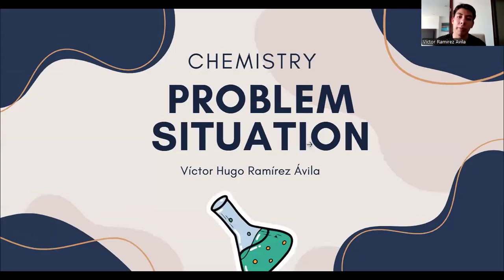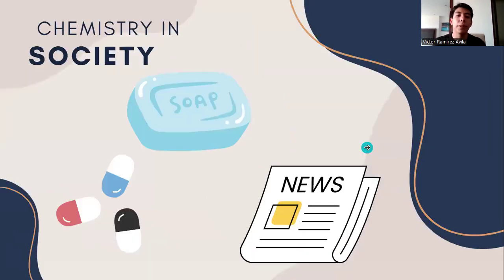Hello, this is the report of my current situation in chemistry. First of all, we need to be aware of the importance of chemistry in our society and in every day to day, because thanks to chemistry, we can have a lot of essential elements. For example, medicine or soap, something that is very essential and very obvious throughout our day.